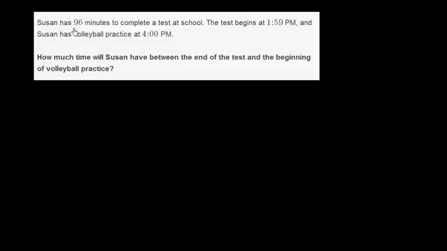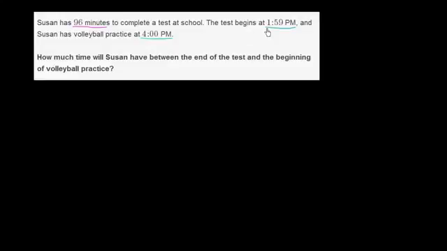Susan has 96 minutes to complete a test at school. The test begins at 1:59 p.m. and Susan has volleyball practice at 4 p.m. How much time will Susan have between the end of the test and the beginning of volleyball practice? Let's think about this a little bit.